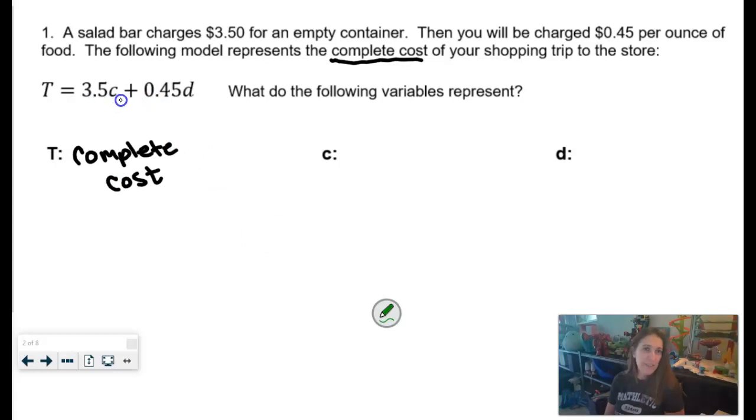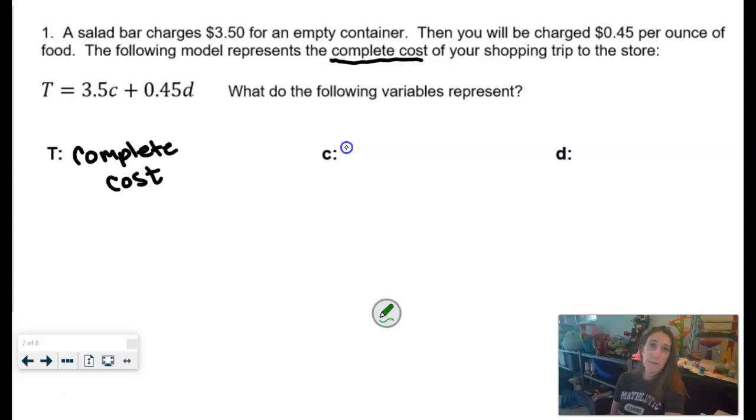So 3.5C, those are joined together in the mathematical expression, which means in the real world, they have something to do with each other. So the salad bar charges $3.50 for an empty container. So this is where kids get things wrong. They say C represents containers. And then I would say, what about the containers? And then they would say, the cost of the container? No, we know that the container costs $3.50. What we don't know, what's unique to every single customer, is how many containers they go and buy.